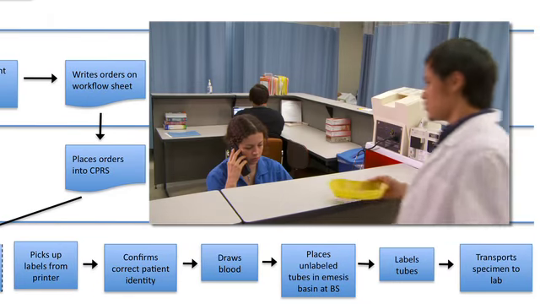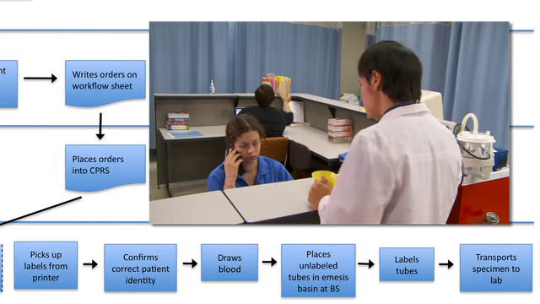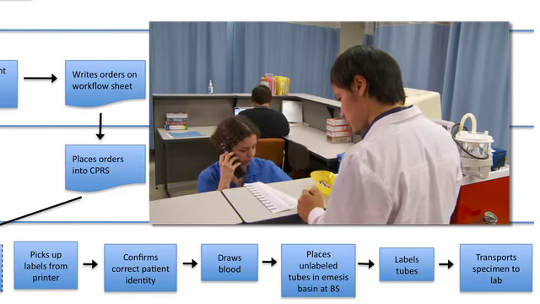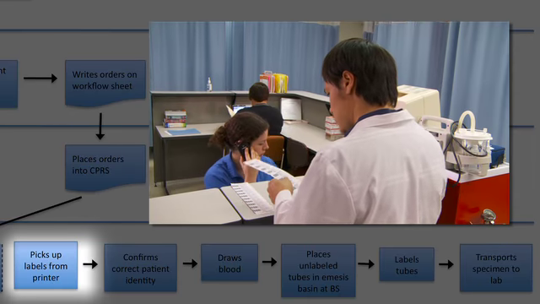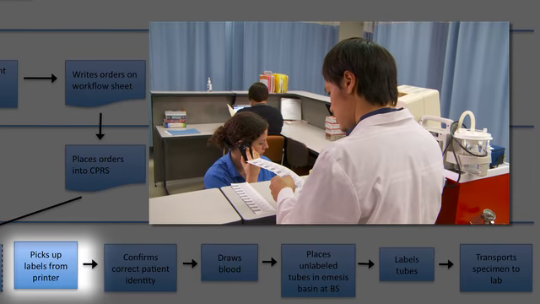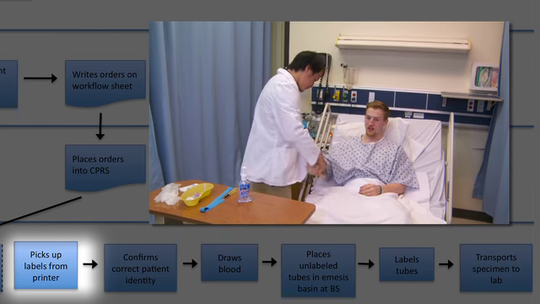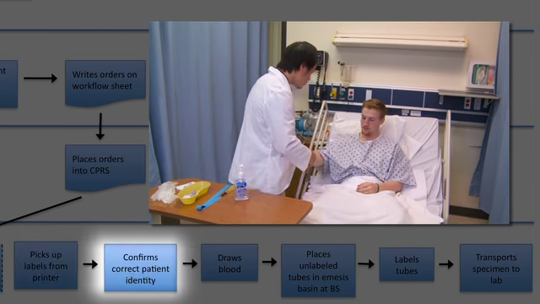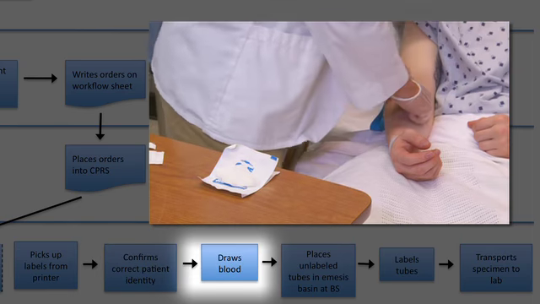To optimize the workflow, before the health tech enters the patient's room to do the lab draw, he should first pick up the labels from the printer that were printed after the nurse entered the lab draw order into CPRS. The health tech then goes to the patient's room, confirms the patient's identity, and begins the blood draw.